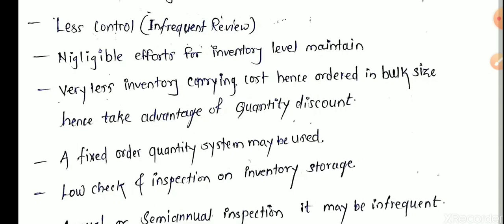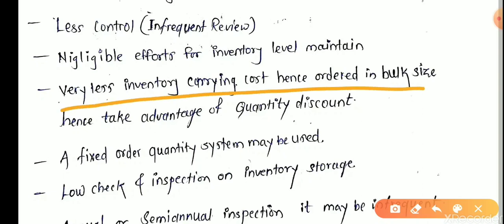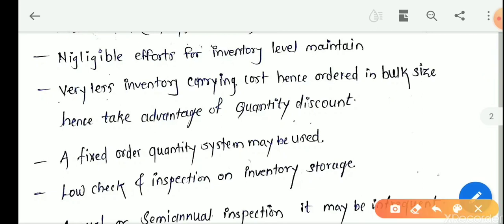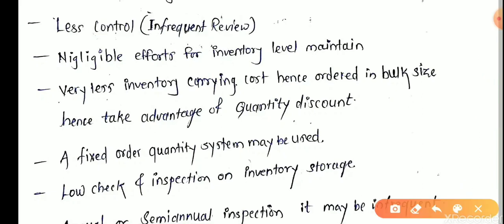Hence, it comes under A and B analysis. And we do not take more effort on C type of items such as binding wires, nails, scaffolding materials, and similar products. Hence, we are ordering them randomly according to our requirement. We do not stock safety storage stock as per our importance. Okay. We are ordering it in bulk size, but A and B items can't be ordered in bulk size because their inventory cost is much more. A fixed order quantity system may be used.